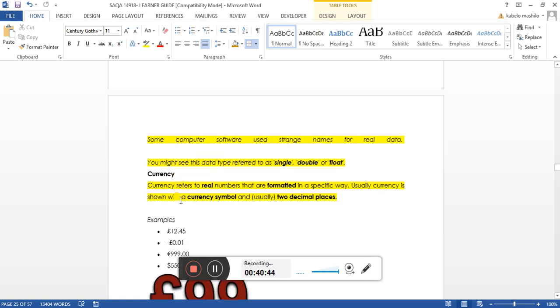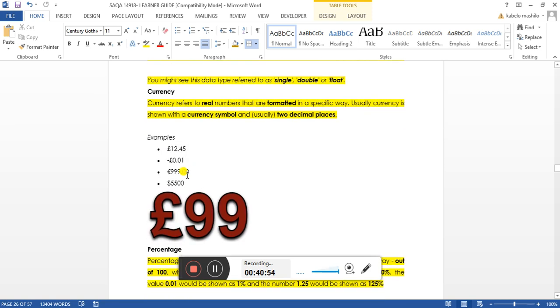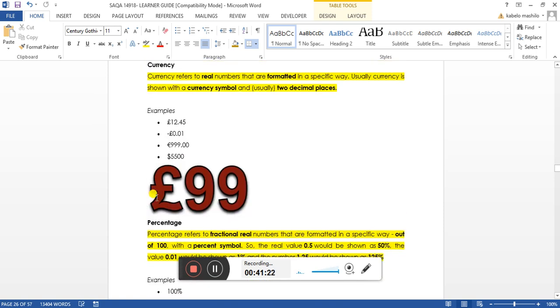We've got currency. Currency refers to real numbers that are formatted in a specific way. Usually, currency is shown with the currency symbol and usually two decimal places. As you can see, it's euros, 12.45 euros, and you've got pounds, 999.00 pounds, and we've got dollars. So these are your currencies.